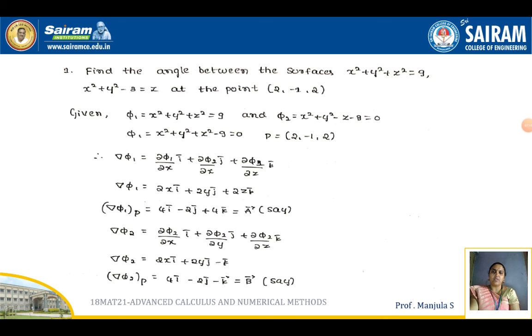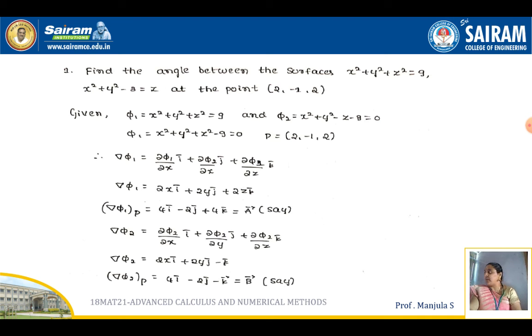Find the angle between the surfaces. Two surfaces are given at the point 2, minus 1, 2. So first we have to define phi 1 and then phi 2. Phi 1 is x square plus y square plus z square minus 9, and phi 2 is x square plus y square minus z minus 3.